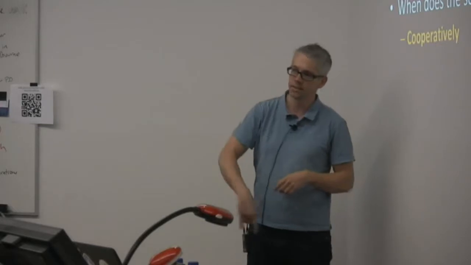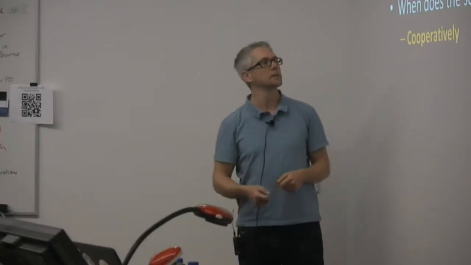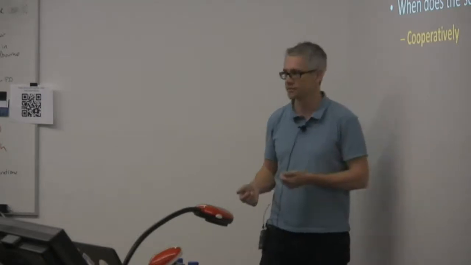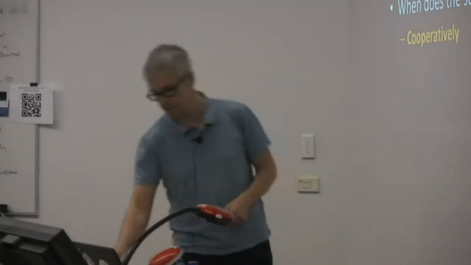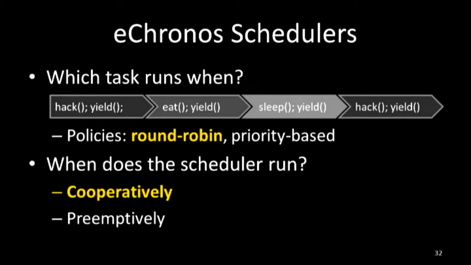eChronos will not swoop in and save you and take away the CPU from that task, because that is how cooperative scheduling works. The alternative would be preemptive scheduling, where after a certain amount of time the operating system or the scheduler comes in and says, hey, you've been running for long enough, I'm going to give the CPU to someone else. Not what we're doing for the tutorial.